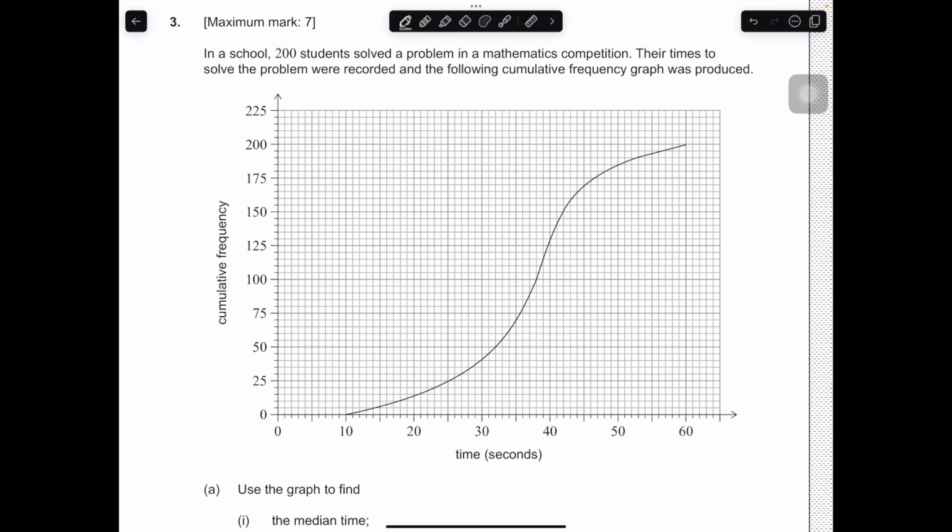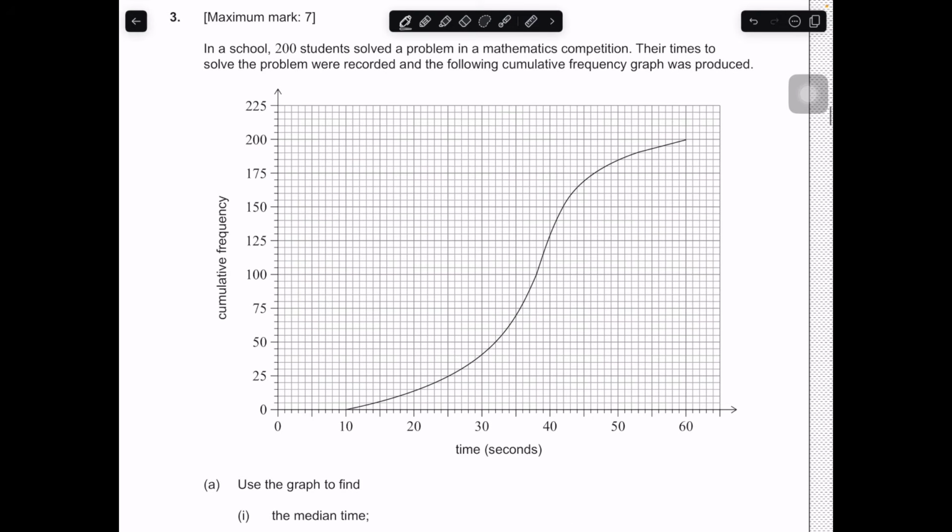Okay, in a school, 200 students solved a problem in a mathematics competition. Their times to solve the problem were recorded, and the following cumulative frequency graph was produced. So here we have it. 200 total students taking part, and then we have the time that they took to complete this mathematics competition.